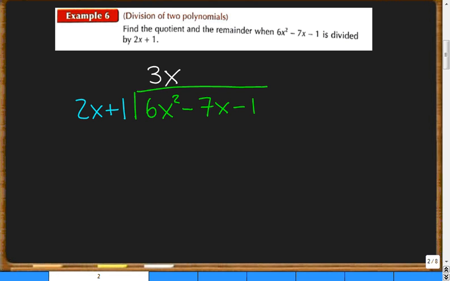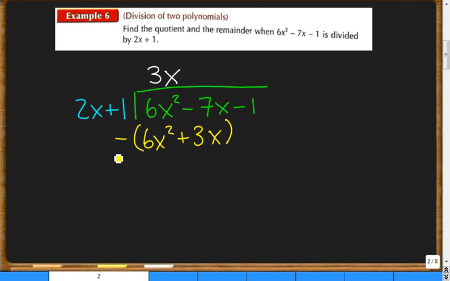Now we have to multiply our 3x by this entire part and place it down below. So the 3x times this whole thing is going to go inside of here. Now we have to subtract that away, so we want to put these inside of brackets. So 3x times 2x makes 6x squared. The 3x times the 1 is going to make a positive 3x.